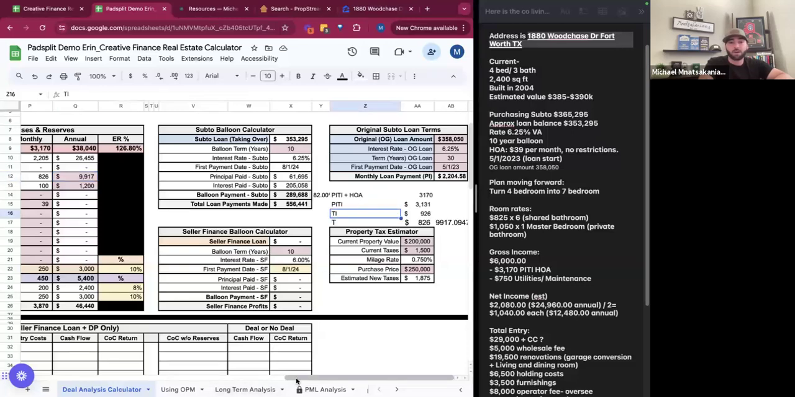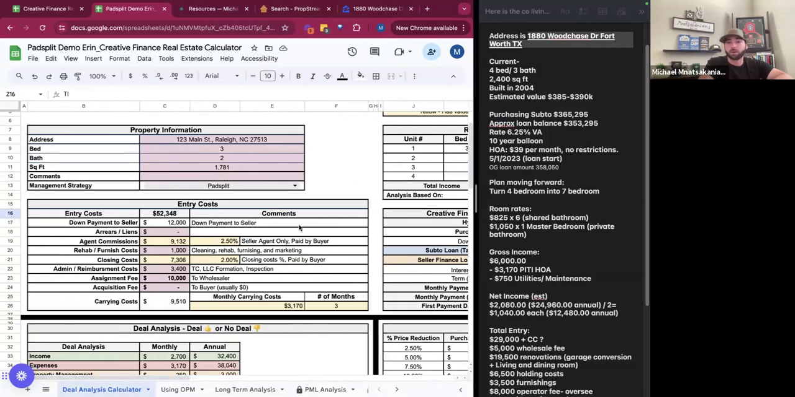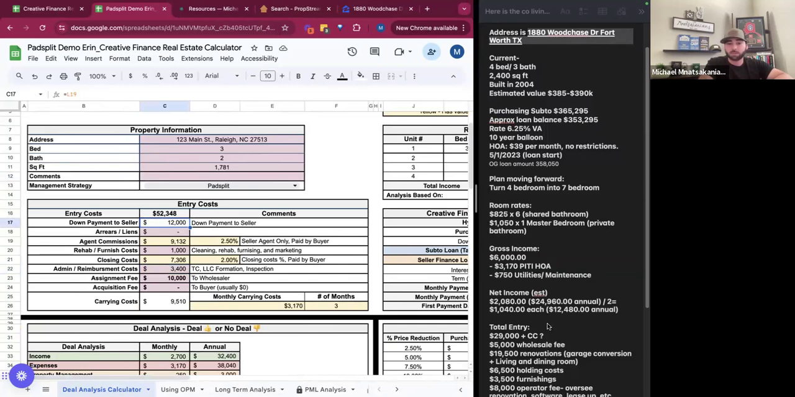All right, so now we have all of the debt information and the expenses accounted for. Now we're going to do the entry cost. So the entry cost is this $12,000. So let's see what they provide.